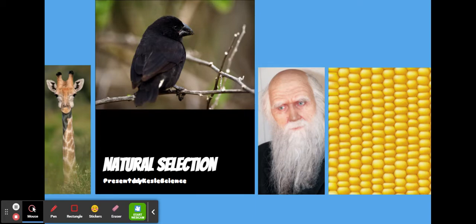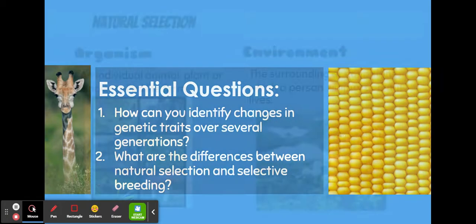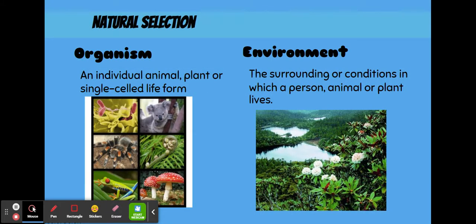Natural selection notes. An organism is an individual animal, plant, or single celled life form. The environment is the surrounding or conditions in which a person, animal, or plant lives.